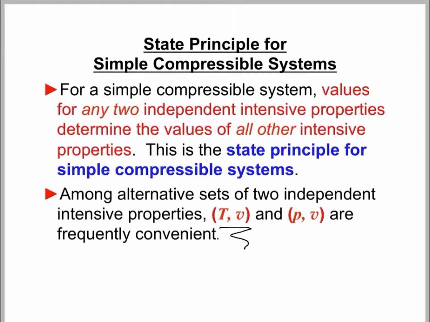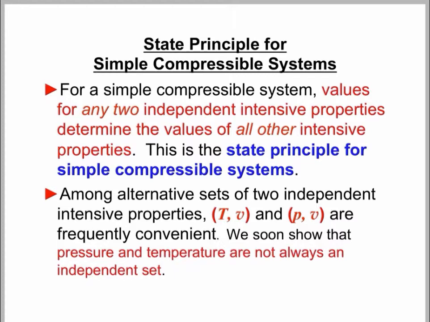Temperature and specific volume, and pressure and specific volume, are frequently used as two independent properties simply because they remain independent throughout the entire spectrum of the substance. And as I already stated earlier, when you are at the phase change temperature, pressure and temperature are not independent. When they are superheated or subcooled, they are independent. But as they are changing phase from liquid to vapor, they are not independent.